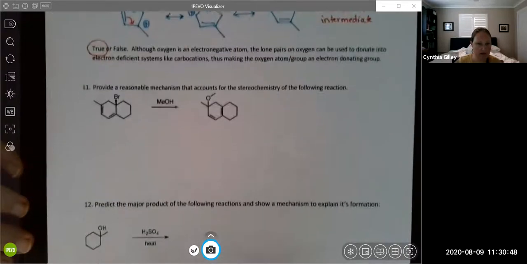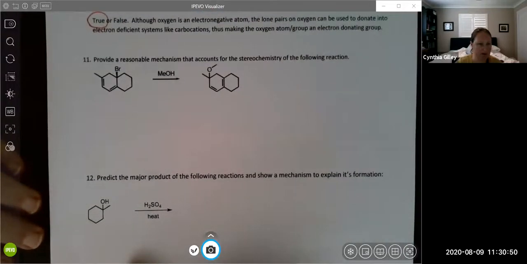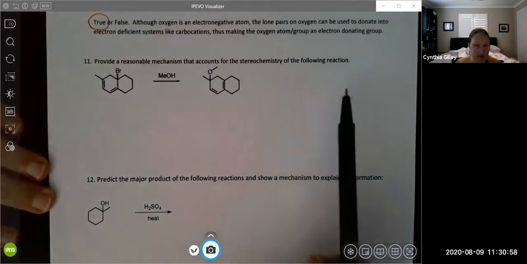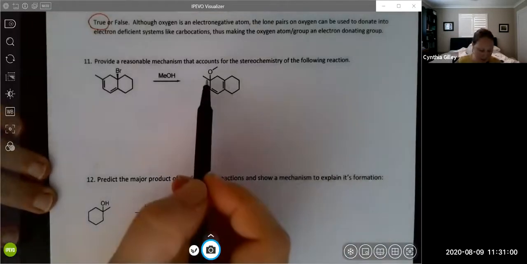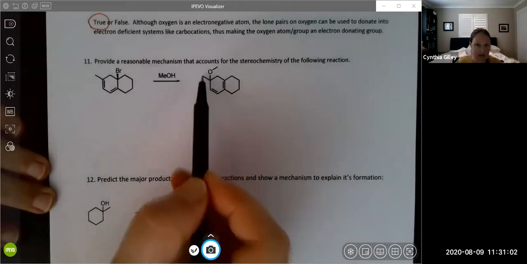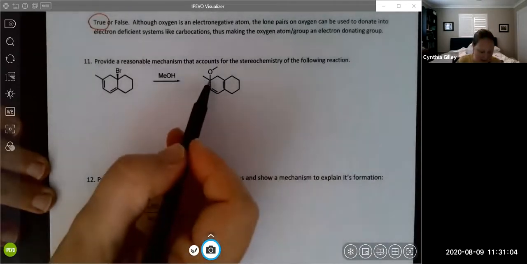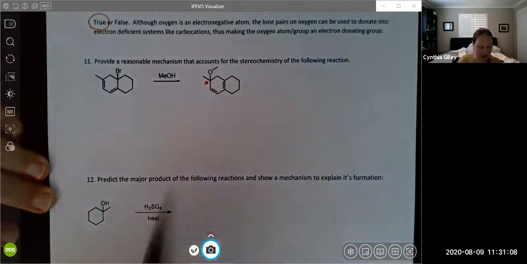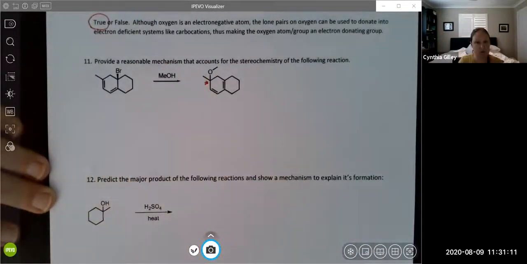Okay, the next question, number 11. Provide a reasonable mechanism that accounts for the stereochemistry of the following reaction. And then I think I added something in your activity that talks about how the product is a racemic mixture. So this is a chiral center, and they didn't draw anything with a dash or a wedge, which is one way to indicate that you get both enantiomers there.